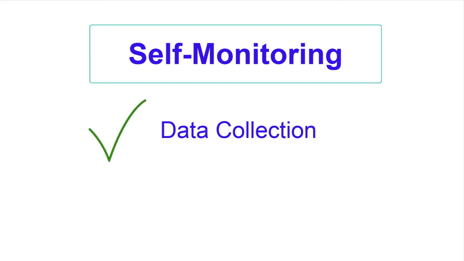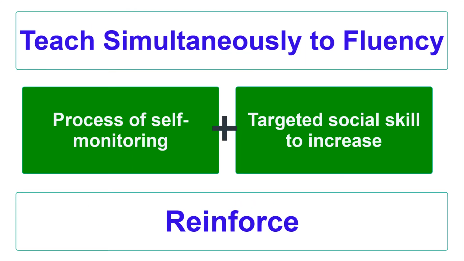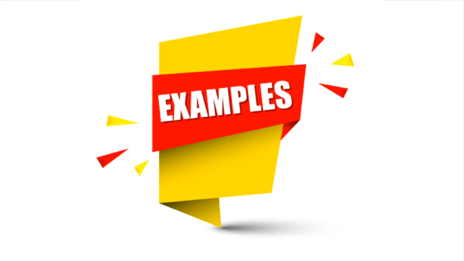Self-monitoring involves two processes. The first is data collection. The student learns how to observe and collect data on their own behavior, preferably the behavior we want to increase. The second process is accuracy. The teacher practices the self-monitoring with the student until they accurately self-monitor at 80% or more agreement with the teacher. The process of self-monitoring and the targeted social skill we want to increase are taught simultaneously to fluency, and both must be reinforced.